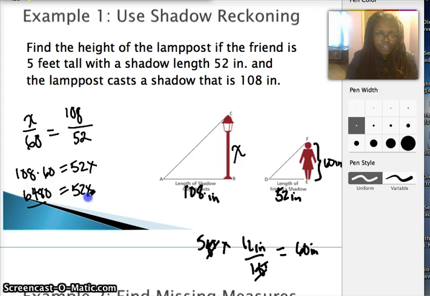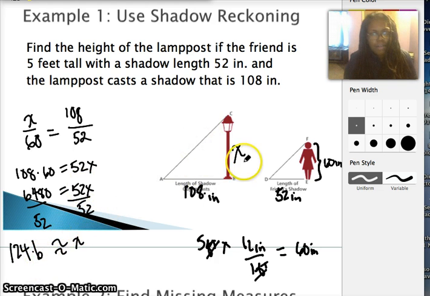Like usual, we're going to divide both sides by 52. And when we do that, we're going to get that x is equal to approximately 124.6. And so this would be inches. Inches, we could use that. That's fine. But I think, let's see if we can figure out what it would be in feet.